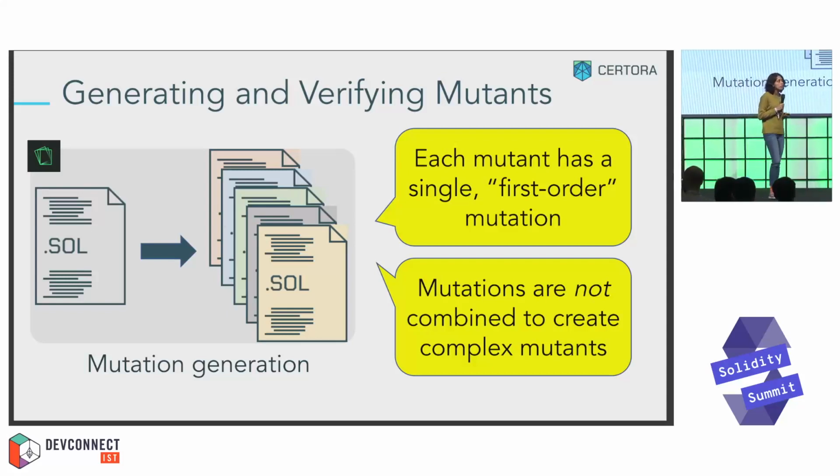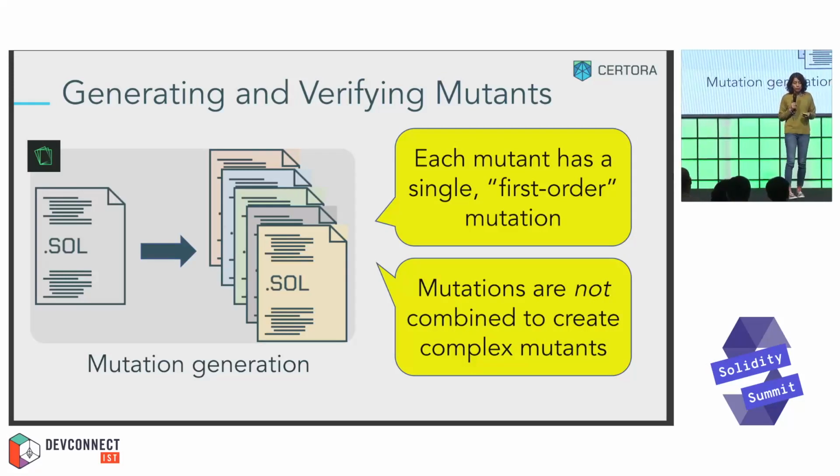This is actually a design decision that we deliberately decided upon, because there is quite a bit of research in mutation testing that shows that higher order mutants are not that much better at exposing loopholes in your tests or specifications.